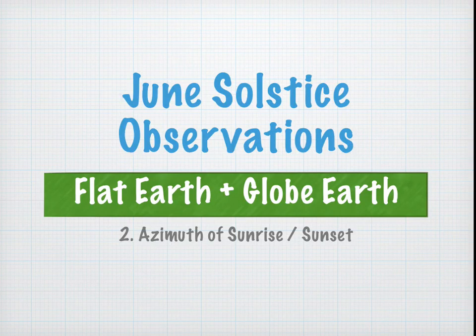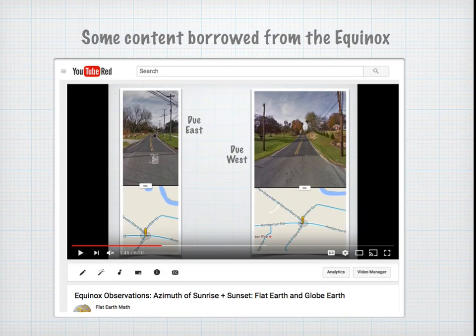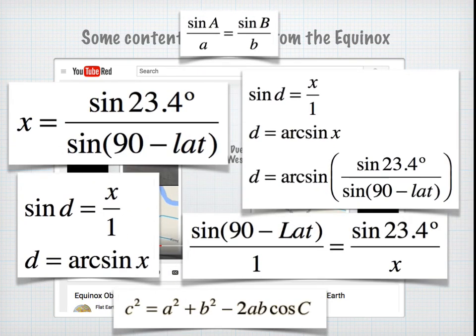June Solstice Observations, Flat Earth and Globe Earth, Part 2, Azimuth of Sunrise and Sunset. So this video is borrowing some content from a previous equinox video, but I add a whole lot more calculations, a lot of formulas, so just make sure you have your pencils sharpened.